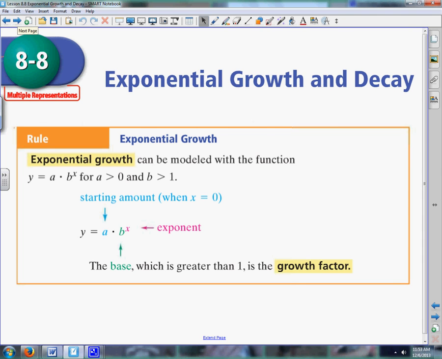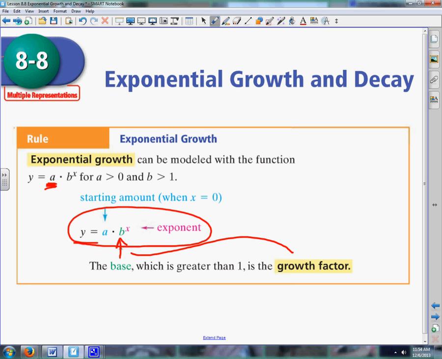Now, exponential growth, it's the same equation that we use for an exponential function. This same equation, however, if you notice, A is greater than 0 and B is greater than 1. So A, you'd have to start at 1 and you could triple or quadruple, or it's getting bigger. So the base, remember, is your growth factor. That's how much you're going to go up by.